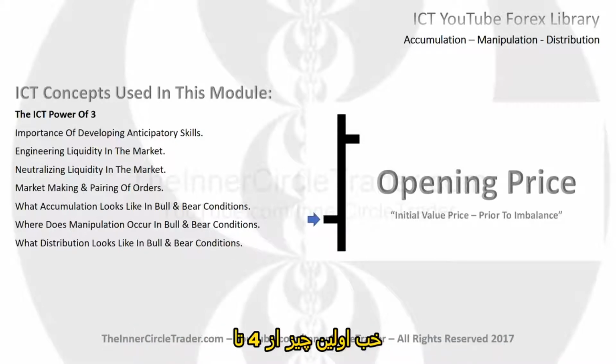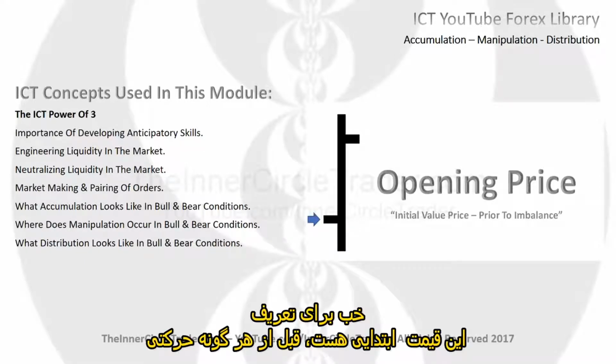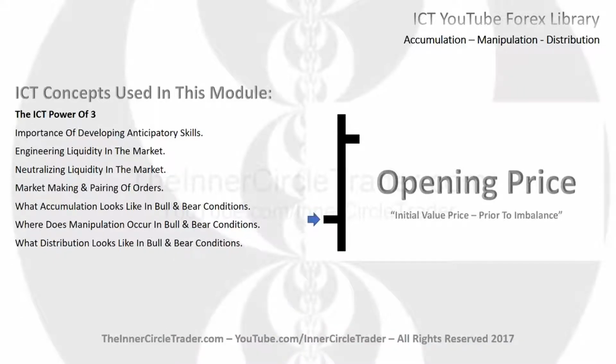Now the first of the 4 is the opening price. For definition terms, this is the initial value price prior to any imbalance. And I'll talk more about that as we go.